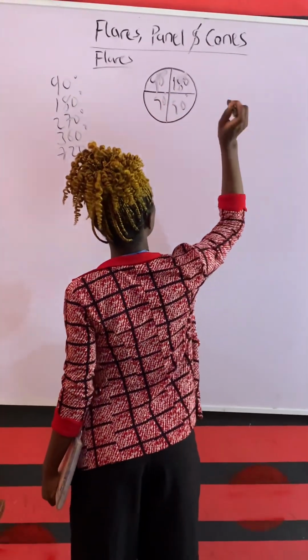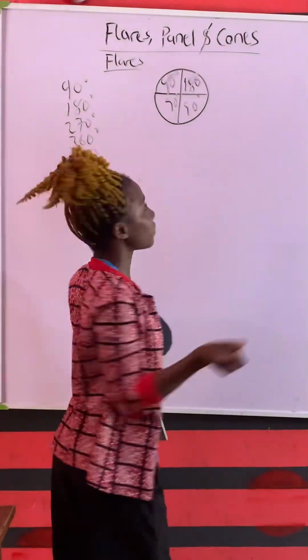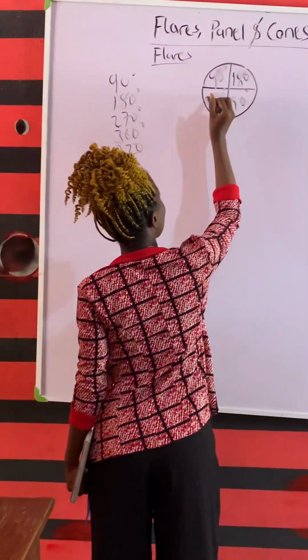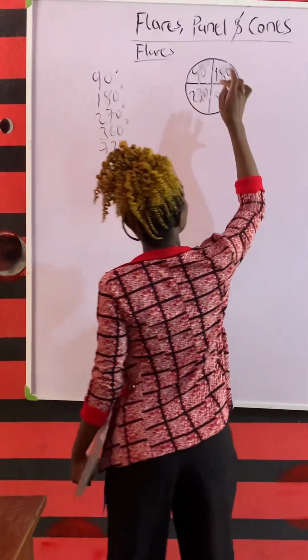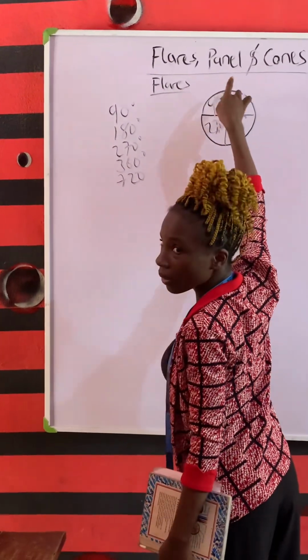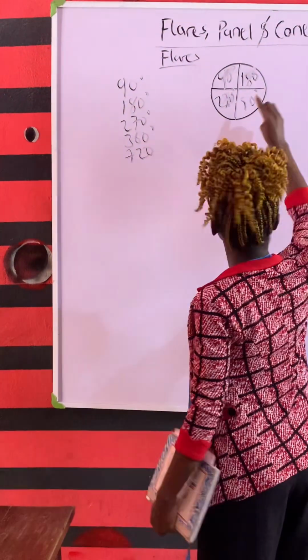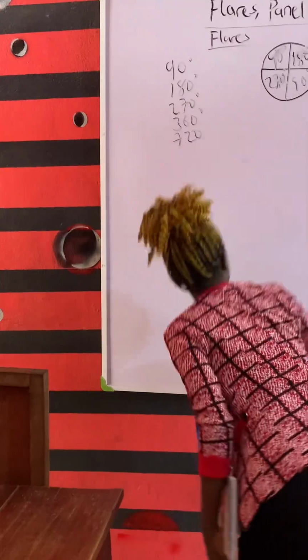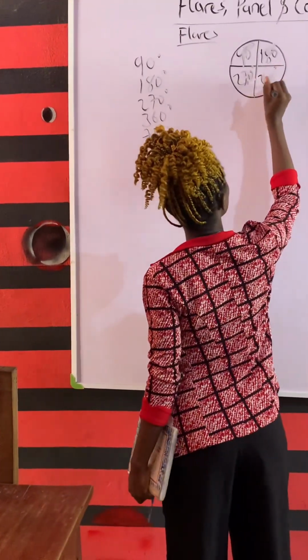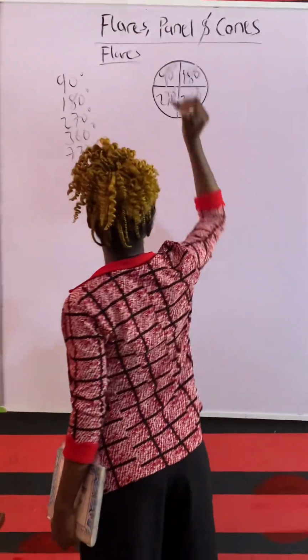Now 90 plus 180, that is how we have 270. Now for 270, plus 90, it's going to be 360. Each of them is 360 degrees.